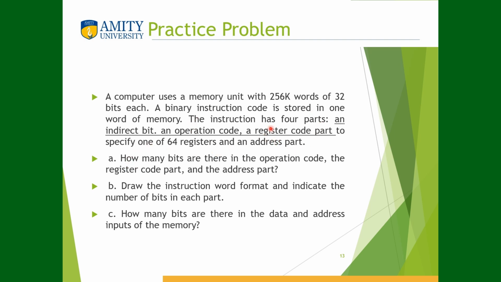So in this section we can see that the instruction has 4 parts. Previously we studied 3 parts. This is the difference that is made when a designer designs it according to their requirement. In this question we have been given 4 parts: the indirect bit, which means it will be only 1 bit, the opcode, the register code which specifies one of 64 registers, and an address part. Part A asks how many bits are there in the operation code, the register code and the address code. So we need to find out the number of bits.